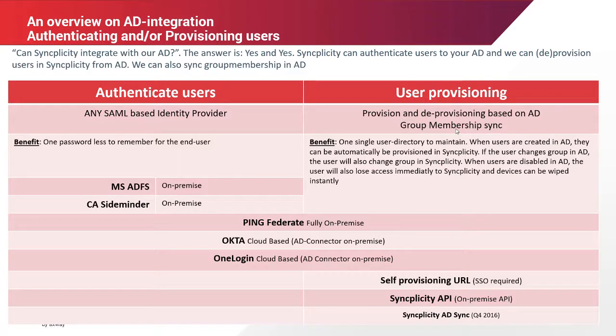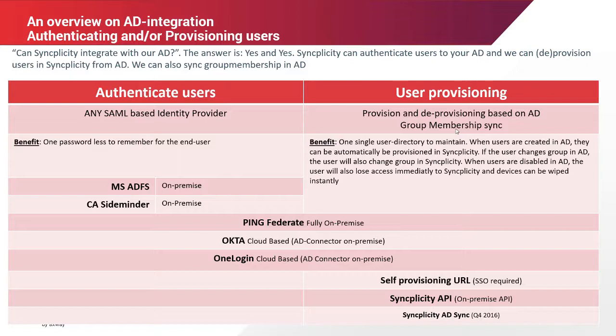And the advantage here is that there is only one single user directory that you need to maintain. When users are created in Active Directory, they get automatically provisioned in Syncplicity. If the user changes group in Active Directory, the user will also change groups in Syncplicity. Of course, and this is what most of our customers are looking for, when a user is disabled in Active Directory, then that user will immediately lose access in Syncplicity to the browser from all his devices, and we can also do a remote wipe.